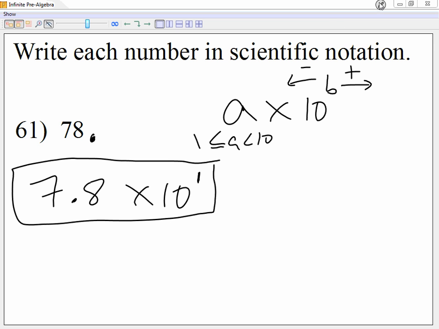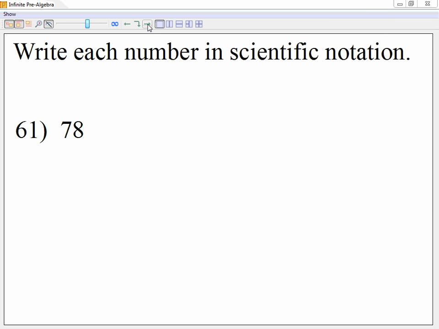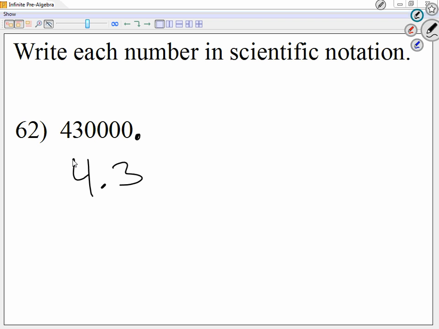Let me do one more example. Let's take a look at 62. I see where I need to finish, right at the very, very end. If you don't see the decimal, it is at the end. I'm going to start this as 4.3. 4.3 is between 1 and 10, times 10 to something. So you guys see I'm starting between the 4 and the 3, and you see I'm moving it over there, moving 5 places to the right. So positive 5, right? If I was moving to the left, it would be a negative value.